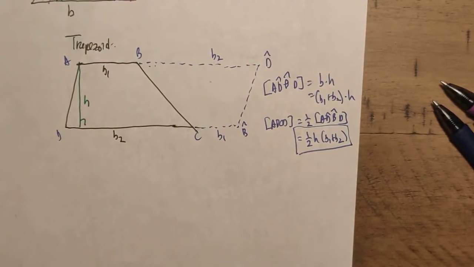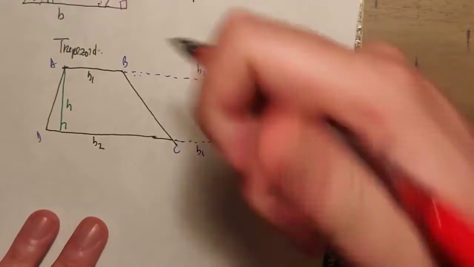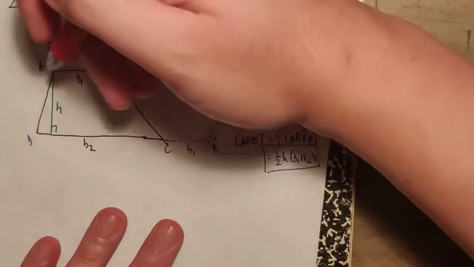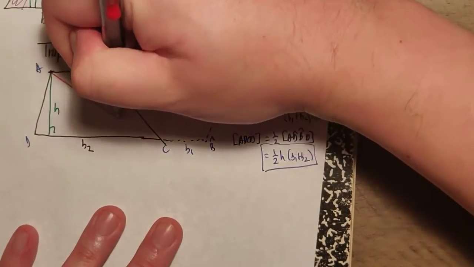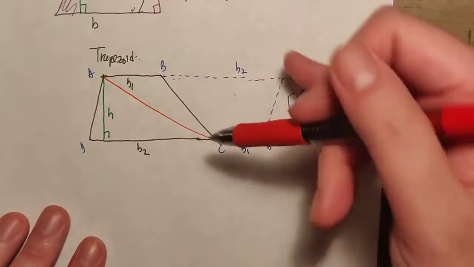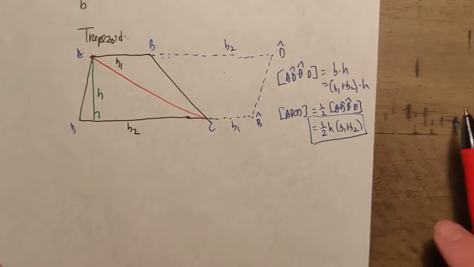You can kind of set this up here as well. Alternately, you didn't have to clone this here. You could have subdivided it by drawing in another height from B and looked at two triangles. Another thing you could have done is draw AC, this diagonal here, and note you have two triangles, ABC and ADC. They still have the same idea here. So the trapezoid works out very nicely.